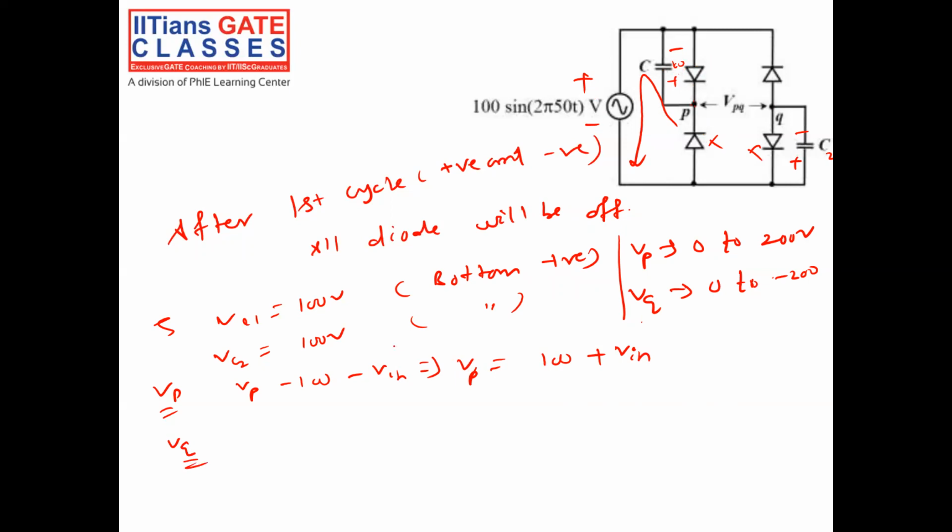Then Vq, I have to know what is Vq. Vq plus 100, right? I am going from negative to positive. So Vq plus 100, then again negative to positive means Vin, plus Vin is equal to 0, right? Vq plus 100 plus Vin equal to 0. This implies Vq is equal to minus 100 minus Vin.